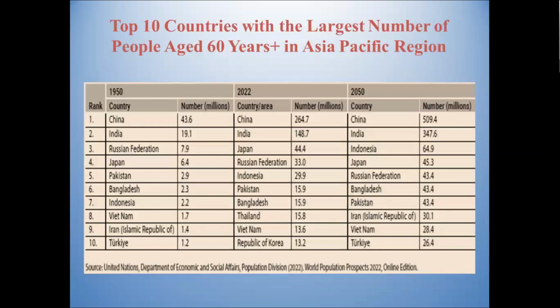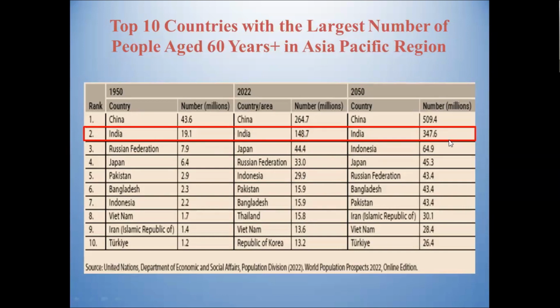And this table presents the picture of the Asia Pacific region, the countries which account for the highest number of people in the age bracket of 60 and above. Since China and India are the countries where the majority of the world's population resides, obviously both these countries are ranked on top. And have a look at India. In 1950, we had 19.1 million people who were 60 years or above. And by 2022, we had 149 million people who were 60 years and above.